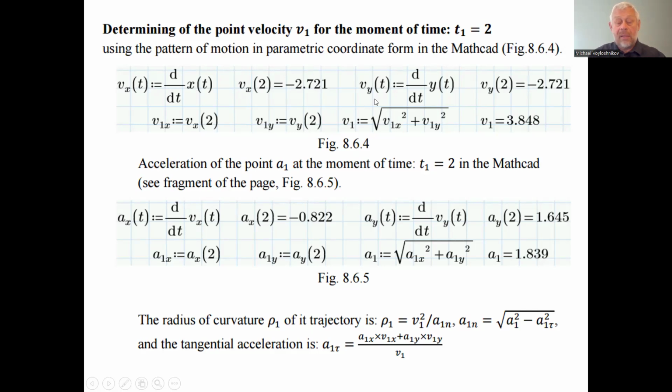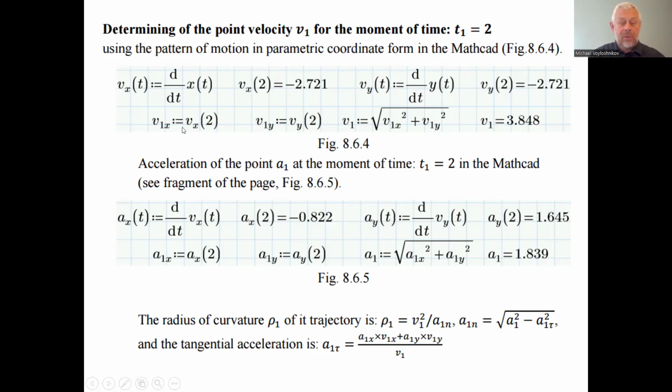Okay. In the same way we can find the component of the velocity projection on the ordinate axis. On the ordinate axis we can find the velocity. It is just an assignment from the math panel of the Mathcad. Next, using the operations available in the panel of the Mathcad, we can find the ordinate component of the velocity.